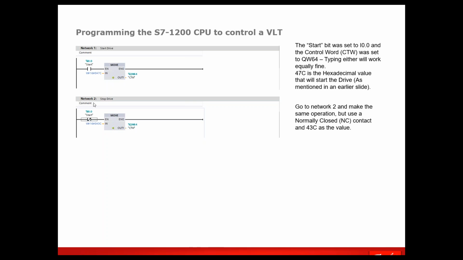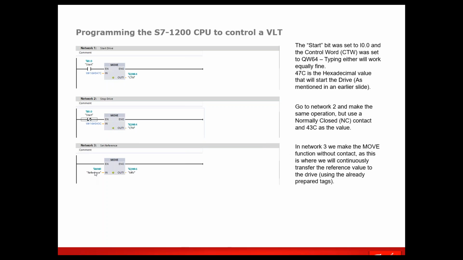So we have the start word, and then we create a second one to stop the drive. When start is changed from closed to open, it will enable this and give the drive a stop, 043C, to the control word. In hex, I'll define that later, but we're only changing one bit, which is bit 6. Bits 2 through 5 are on, and bit 10 is still on, and we're just changing bit 6. That's the difference here, which is the ramp to stop.